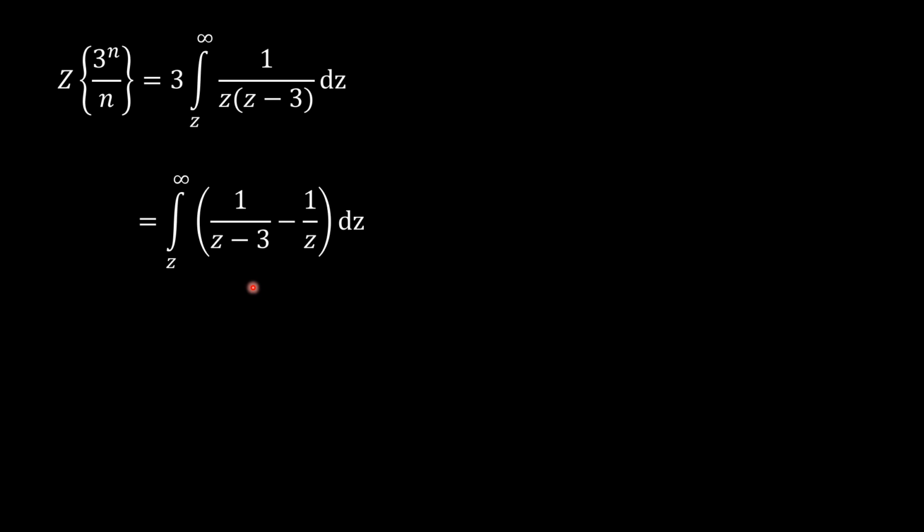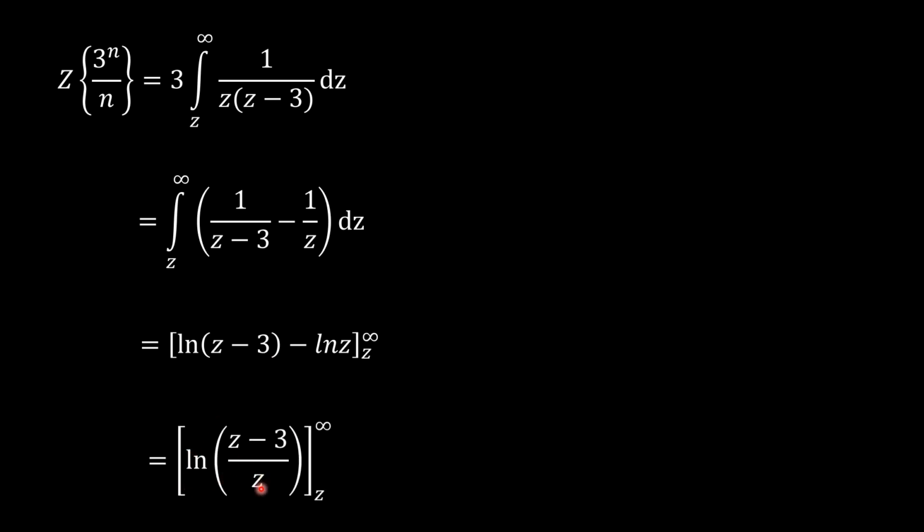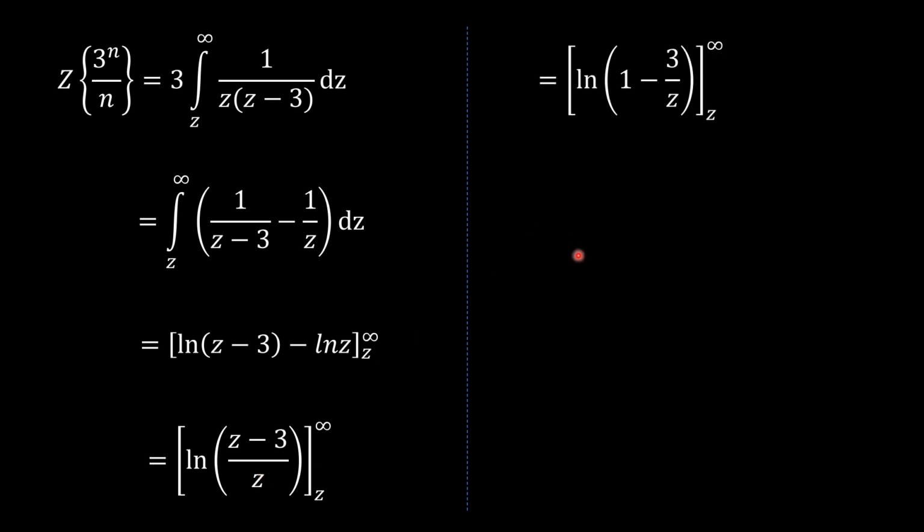Now the integration is simple. Therefore, it will be ln of z minus 3 minus ln z, with limits from z to infinity. To simplify this further, we use the property of logarithm and rewrite this term as ln of z minus 3 upon z, with limits from z to infinity. Still, it is quite difficult to evaluate the value. For that, we separate the numerator, and this term can be rewritten as ln of 1 minus 3 upon z, with limits from z to infinity.